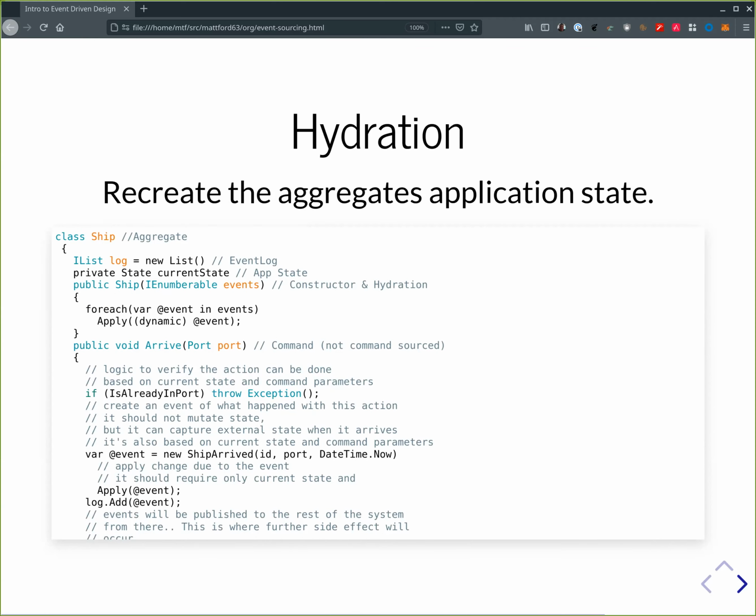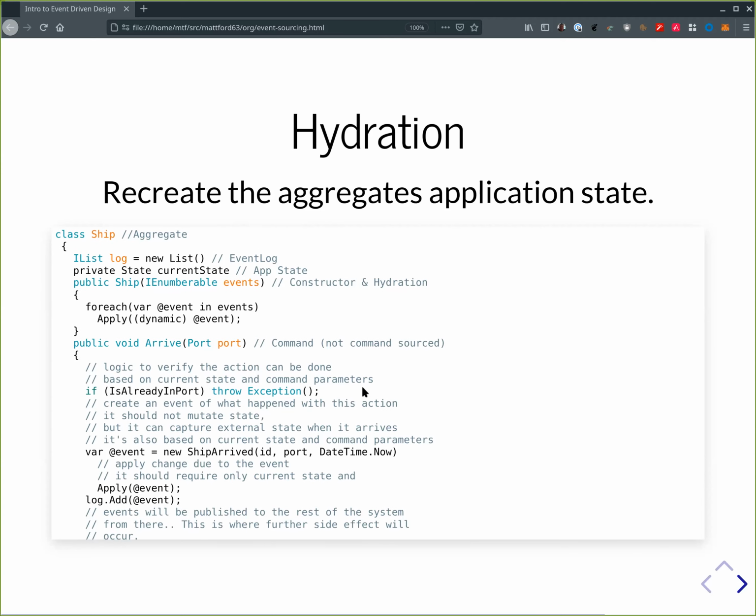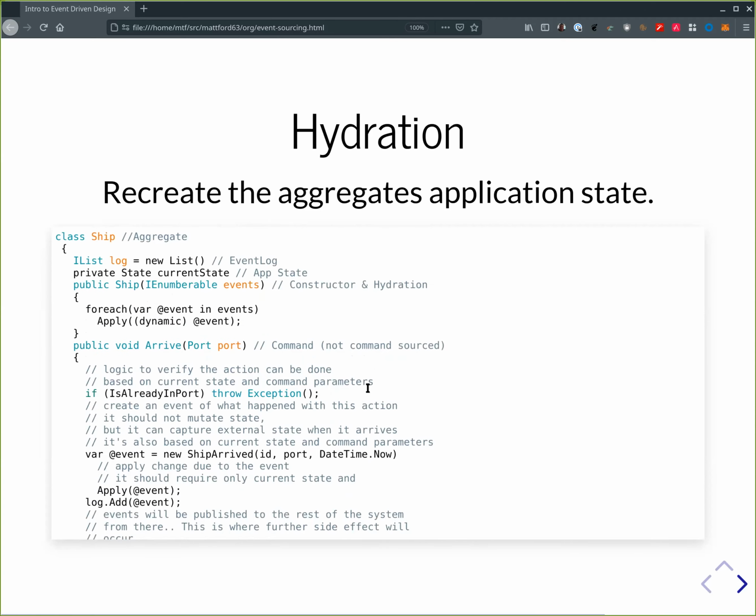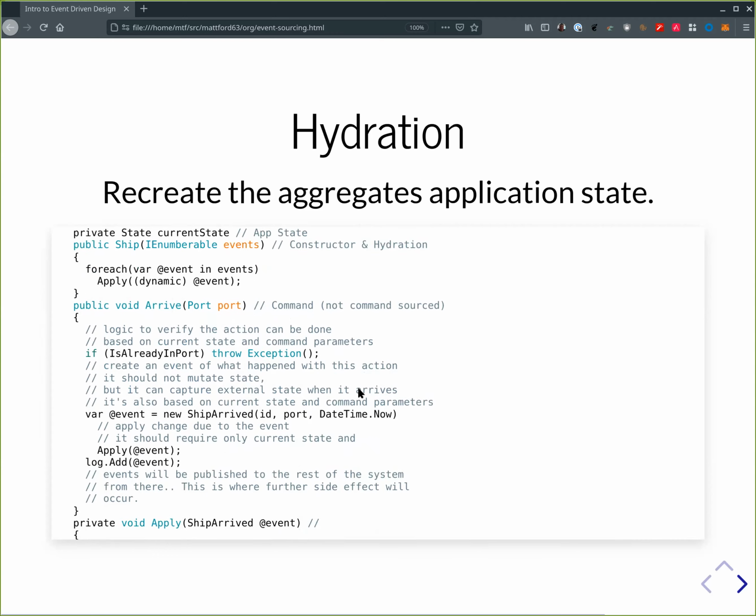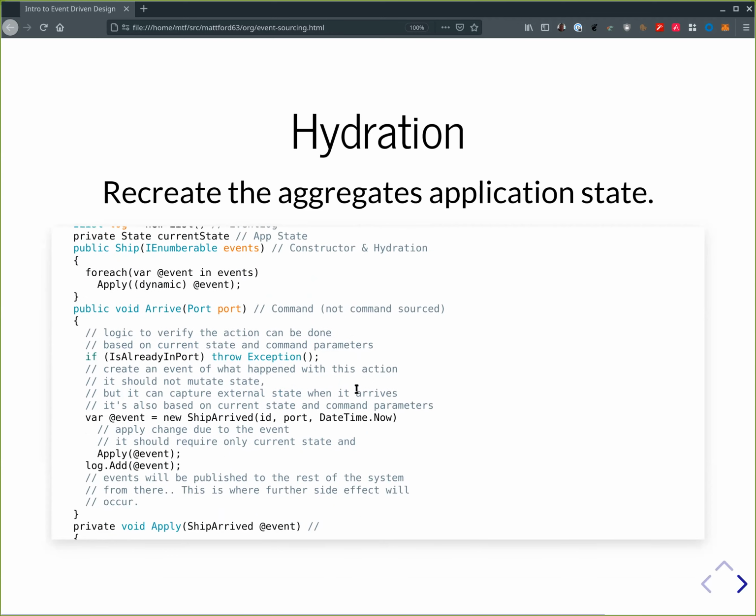The other term is hydration, and this is almost like the new name for putting your state back into an object. I'm going to skip this.